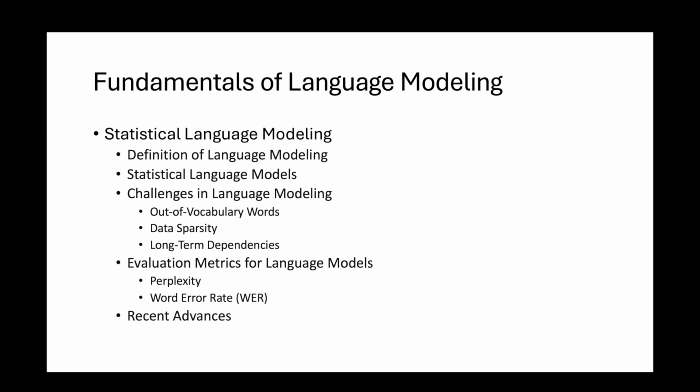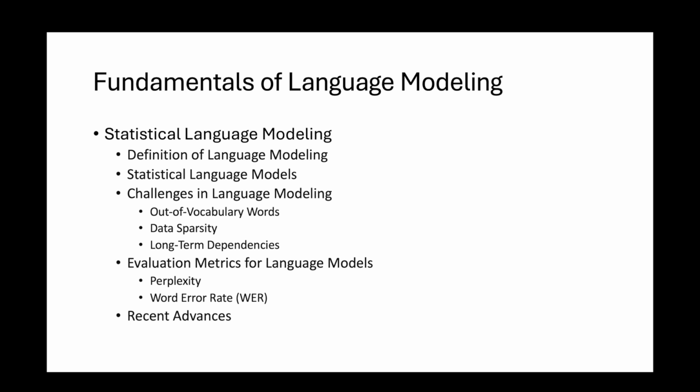Out-of-vocabulary words, handling words not seen during training. Data sparsity, dealing with rare or unseen word combinations. Long-term dependencies, capturing dependencies between distant words in a sequence. Evaluation metrics for language models.